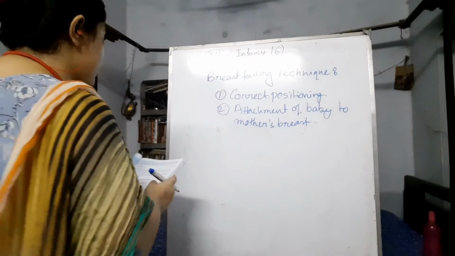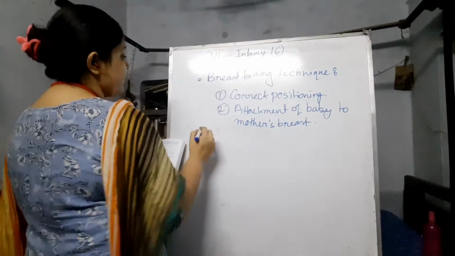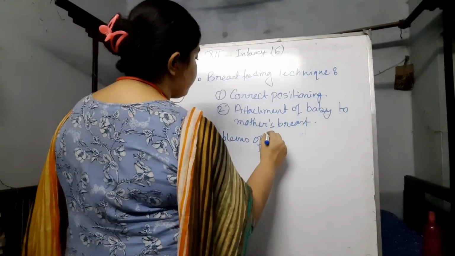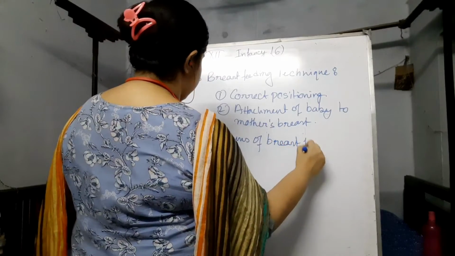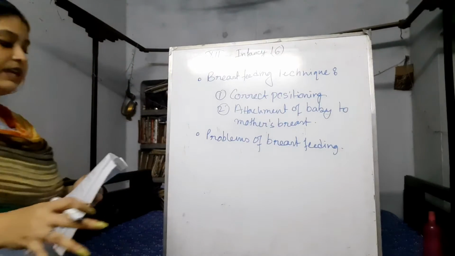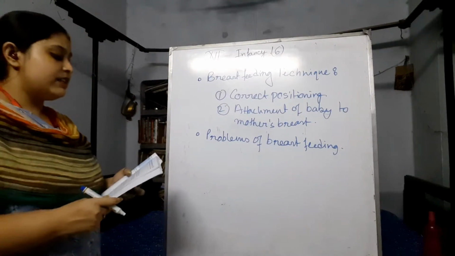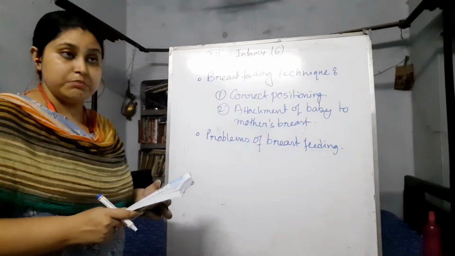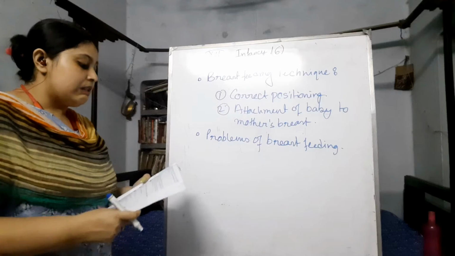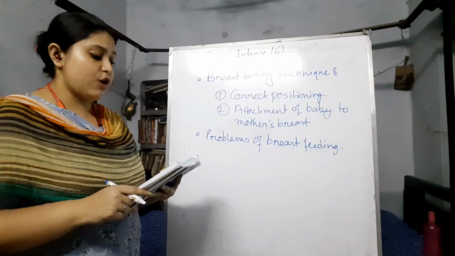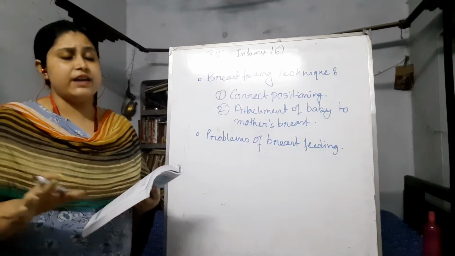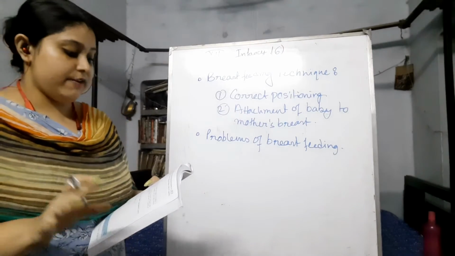Next I'm talking about the problems of breastfeeding. There are some common problems faced by lactating mothers. The first is inverted or flat nipples. If the nipple is not widely open, then the children can't suck. Next, sore nipples, breast engorgement, breast abscess, or lower production of milk. These five or six are the basic problems they face.